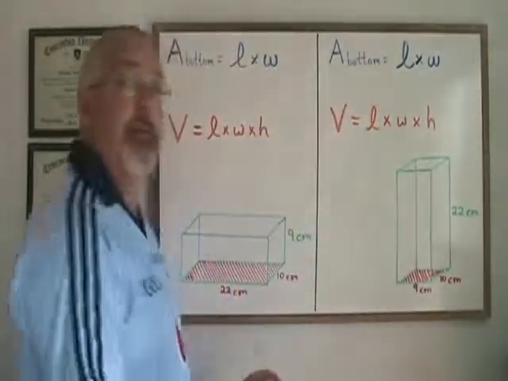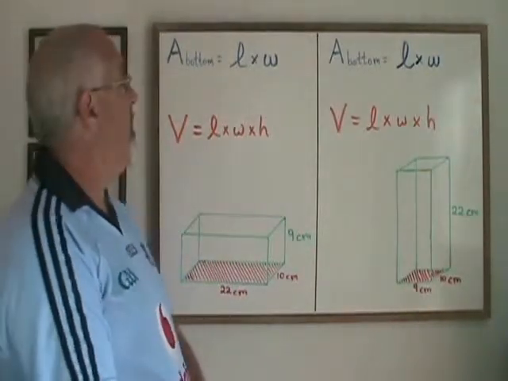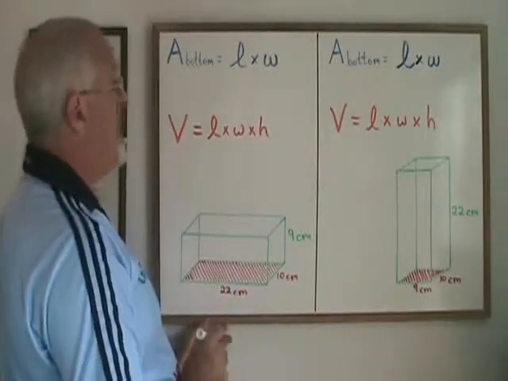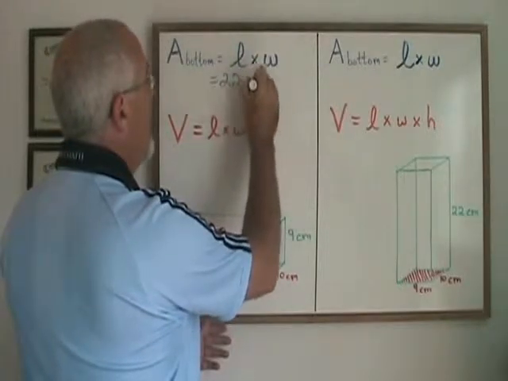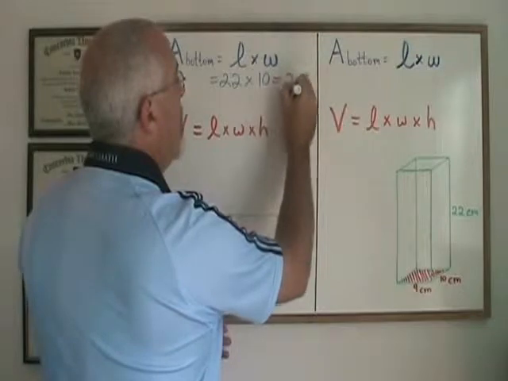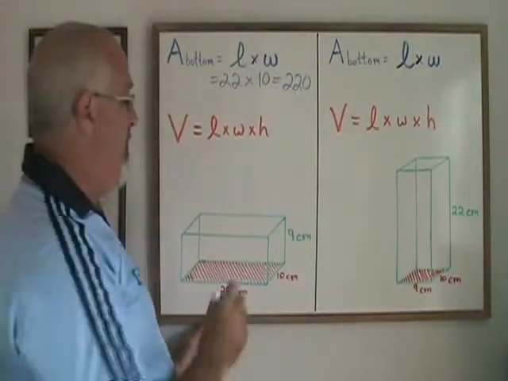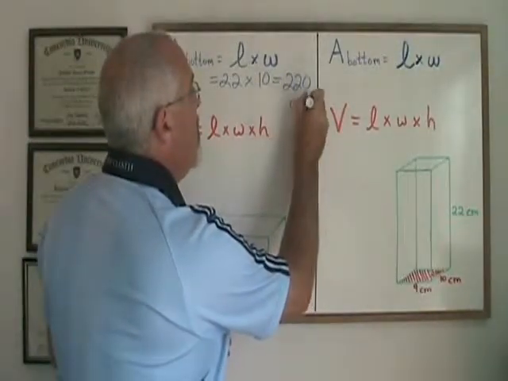If we are asked to find the area of the bottom, we are using the area of a rectangle formula, length times width. So for this rectangular prism, the length is 22, and the width is 10. 22 times 10 is 220, and my unit of measure, because these are in centimeters, will be centimeters squared for area.